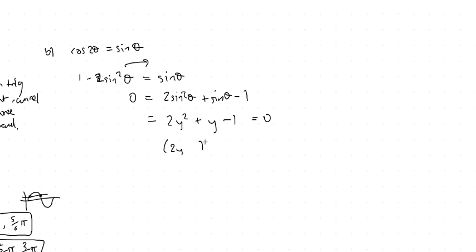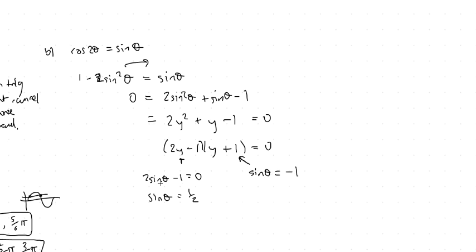Factorize. Now what will that be? To make that minus 1, I need a plus 1 and a minus 1. If I put my plus 1 here, I'll get 2y minus 1y. That will give me the y. So that's it. This tells us either this one's 0 or this one's 0. So 2y minus 1, in other words, 2 sine theta minus 1 equals 0. Sine theta equals a half, or sine theta equals negative 1.